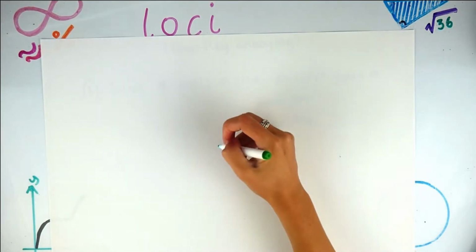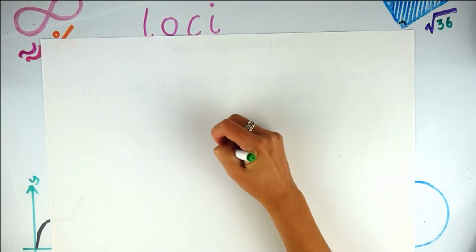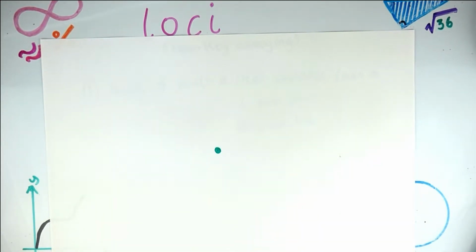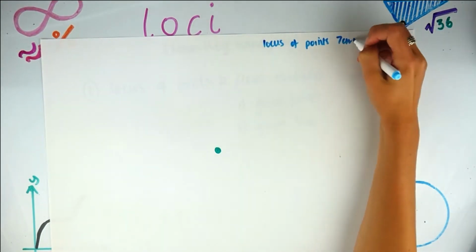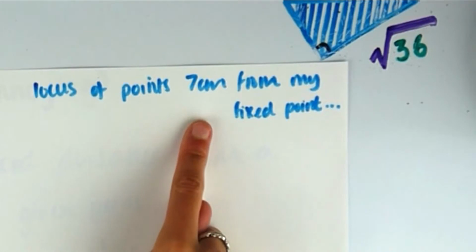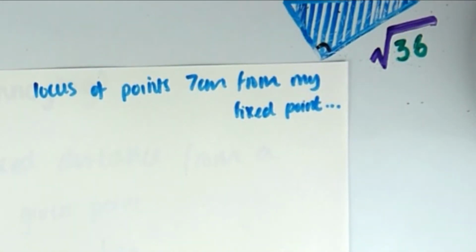Okay, so I have a fixed point, and I want the locus, so the set of points, basically that means an equal distance away from that point. Okay, so firstly I'm going to specify the distance. Okay, so here's my fixed point. That could be anything, that could be a friend, that could be a tree, whatever, and I want the locus of points 7 centimetres away from my fixed point.